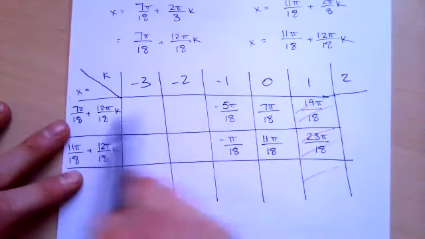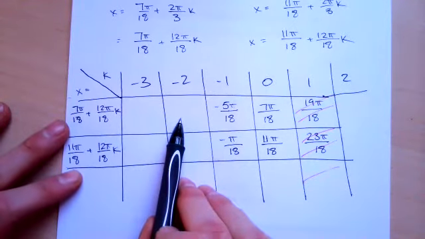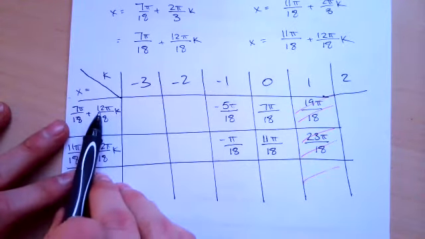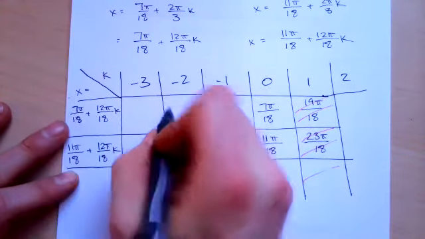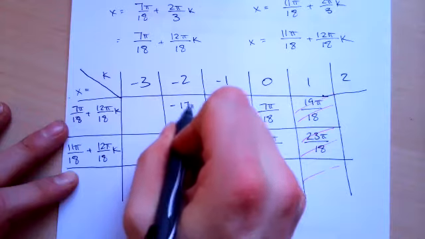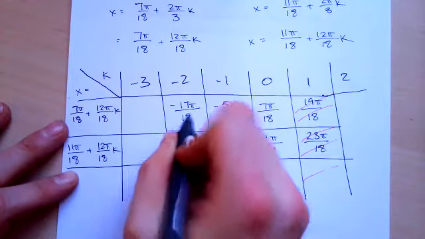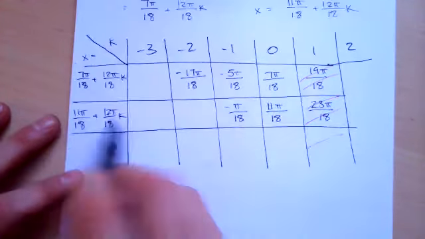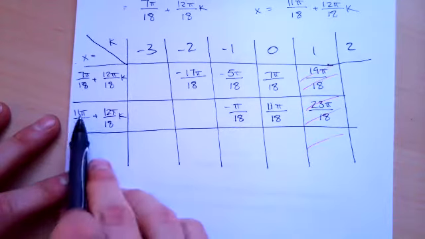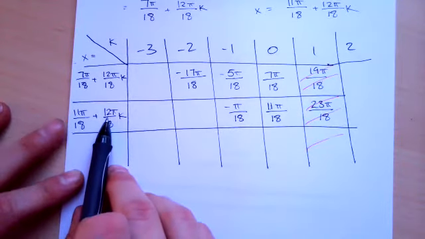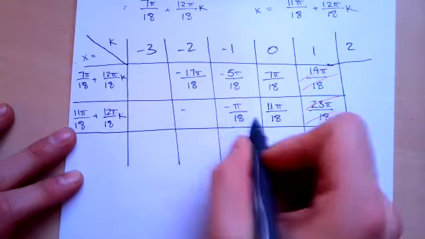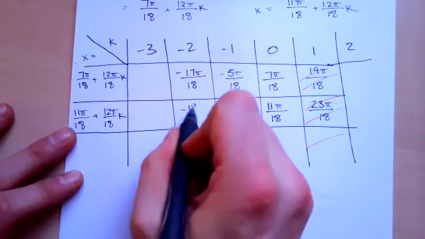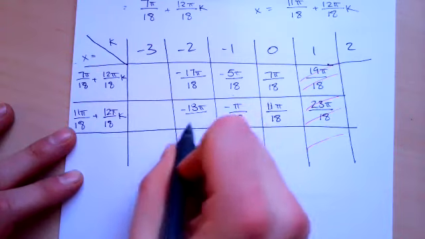So now we have k is negative 2. So negative 2 times 12 is negative 24, plus 7 is negative 17 pi over 18. And likewise here, 11 and negative 24 is, excuse me, negative 13 pi over 18.